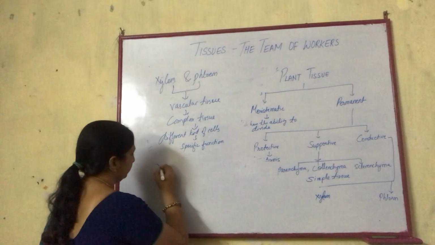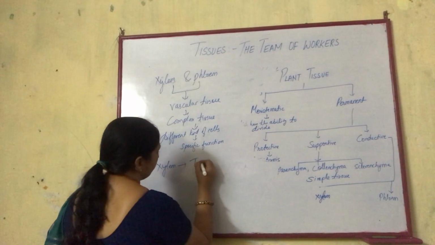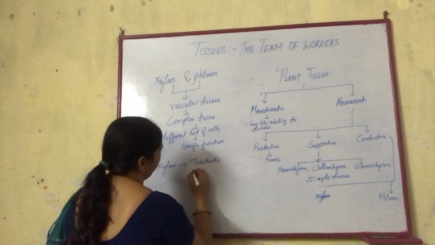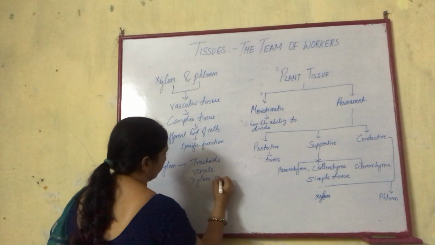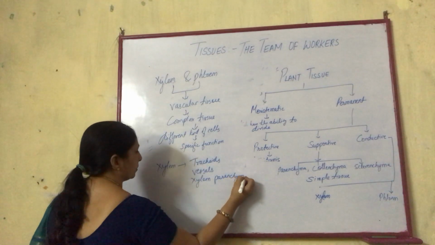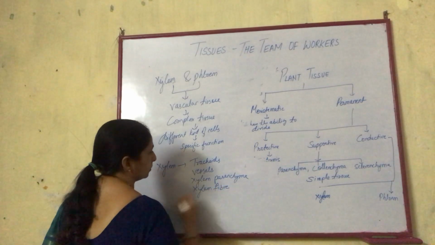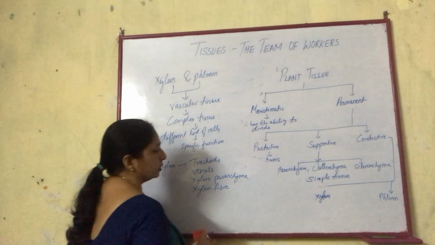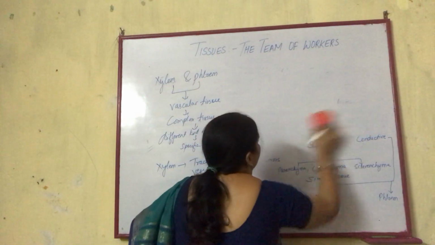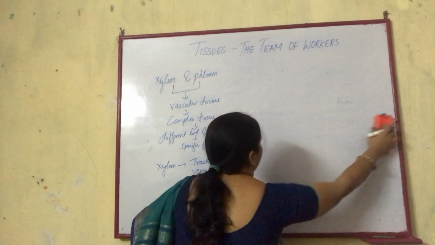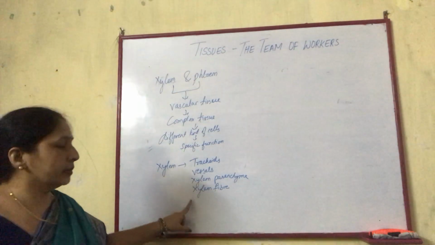And first is xylem. Xylem tissue is made up of tracheids, vessels, xylem parenchyma and xylem fiber. In this chart only phloem is there, so I am rubbing this one also. Xylem: tracheids, vessels, xylem parenchyma, xylem fiber.